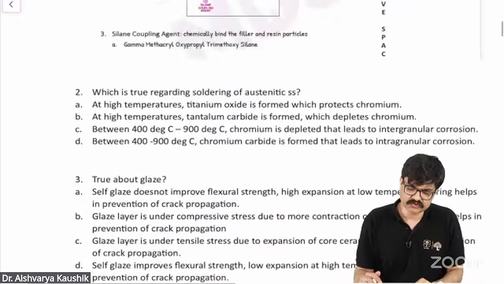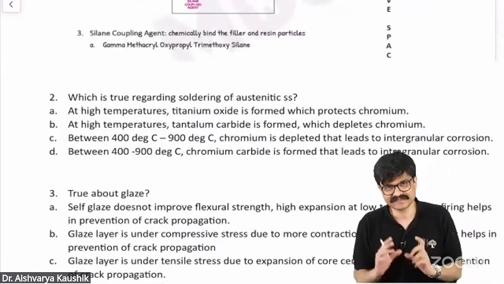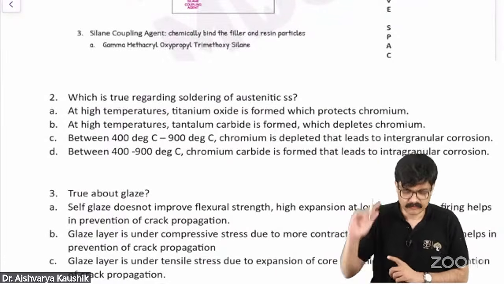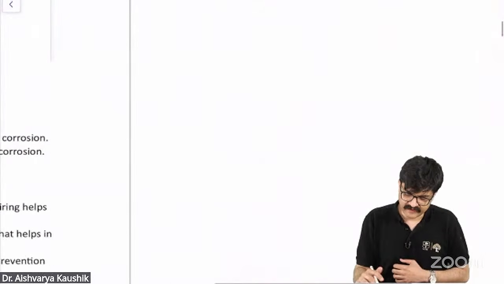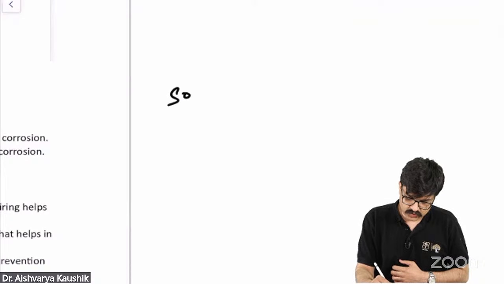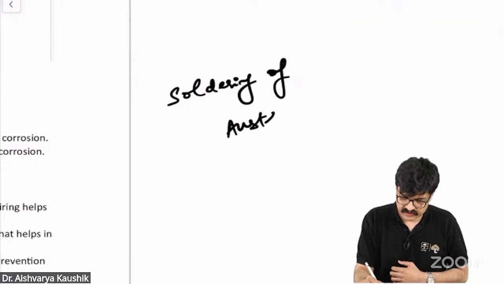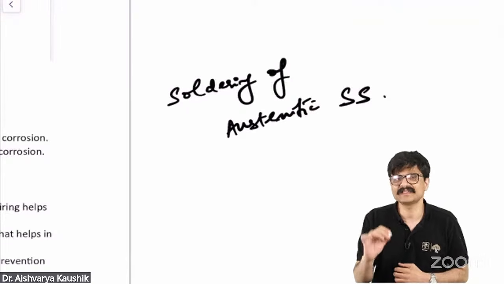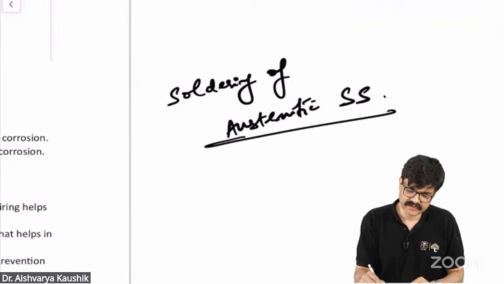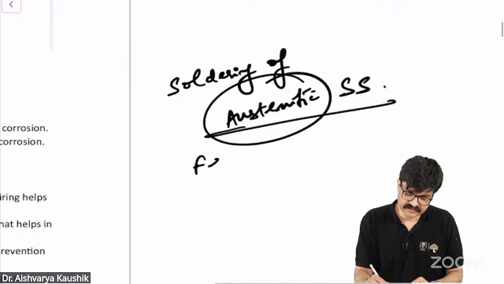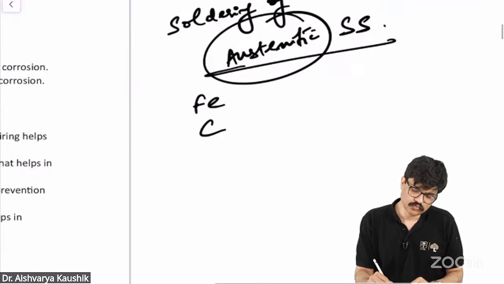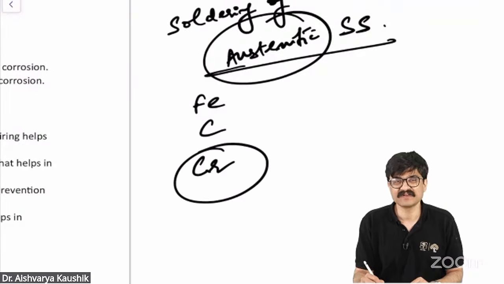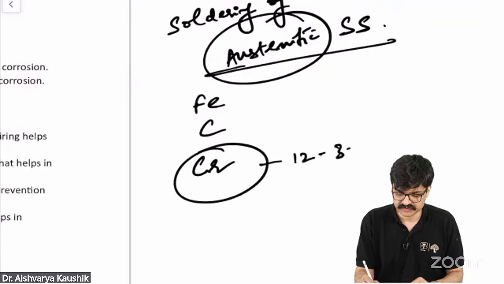What is true regarding soldering of austenitic stainless steel? Now, this was a tough one, guys. I want everybody's attention here. So basically, what is happening here is you have soldering of austenitic stainless steel. Okay, soldering of austenitic stainless steel. So you have austenite, which is stainless steel, which is basically iron. You have carbon. You have chromium to give it passivity, right? 12 to 30%, right?